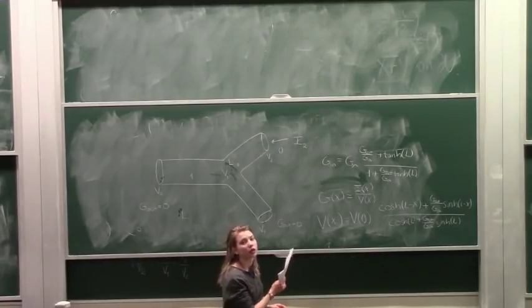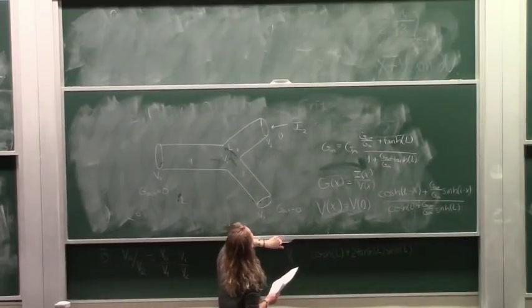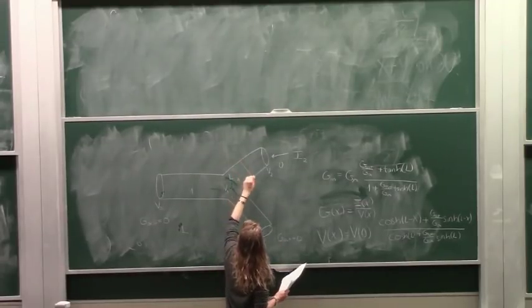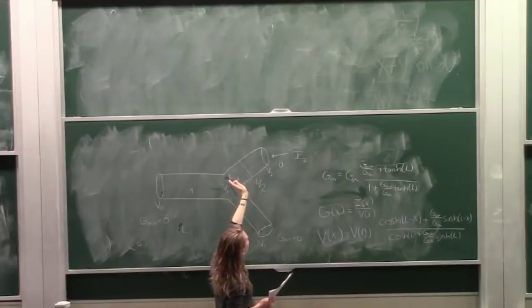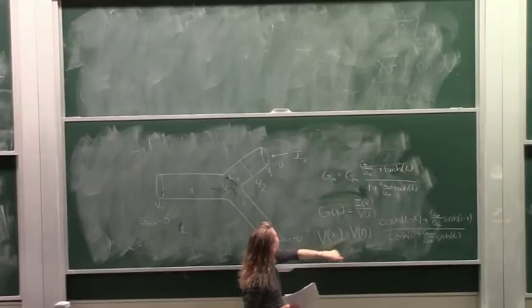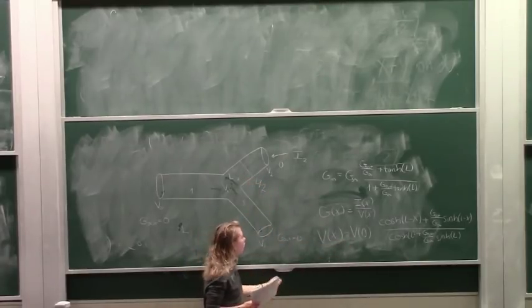If it asks what the voltage is here, at L over 2, you would still calculate this G out, but then for your X, the voltage V of X over V of 0, you would plug in L over 2 instead of L.